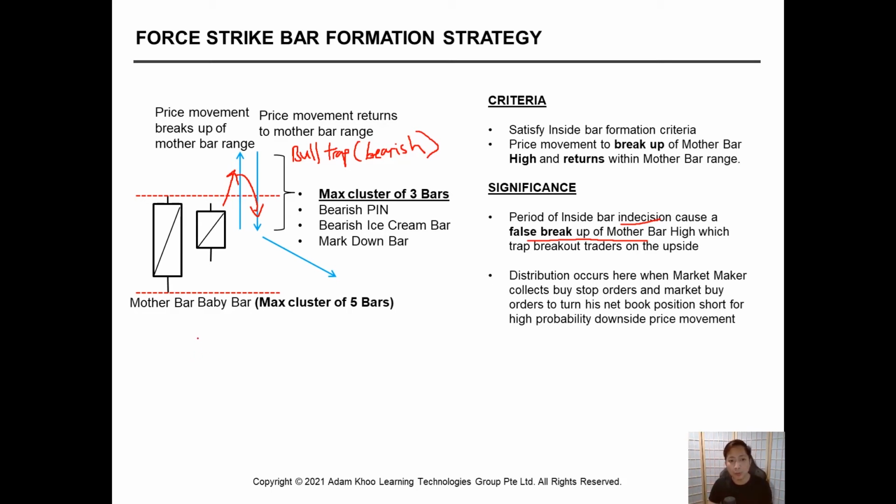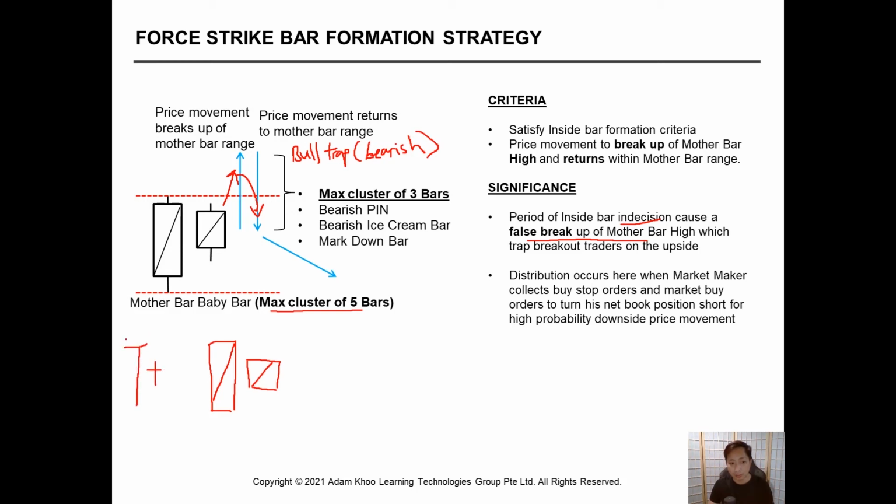So how do we go about counting the bars? Like I mentioned over here, it's a max cluster of 5 bars, same as the bullish FS structure. So again, you only know there's a mother when there is a baby. I do a slash because it can be a red or green bar. So I tell students that it can also be like this, a doji with a doji.